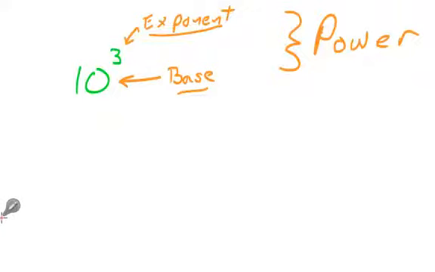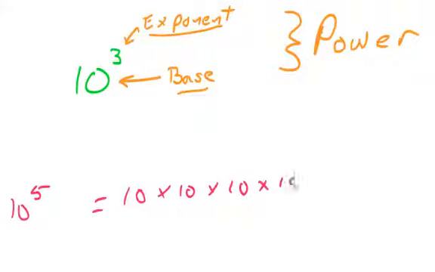Let's just real quickly, what if we were to do 10 to the fifth power? That is equal to 10 times 10 times 10 times 10 times 10. I got to count them. 1, 2, 3, 4, 5. That's 10 to the fifth power.